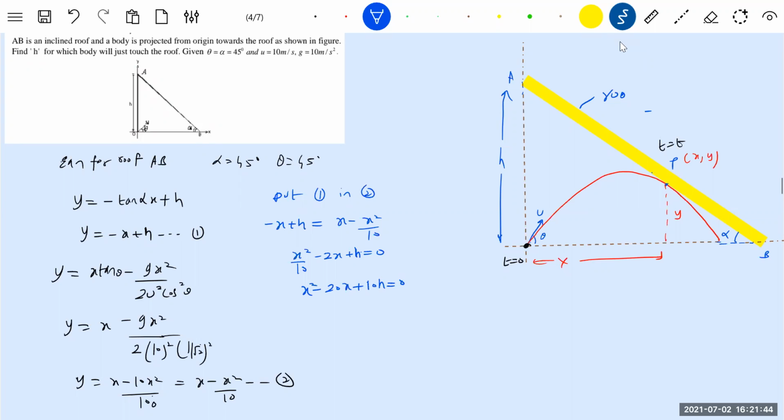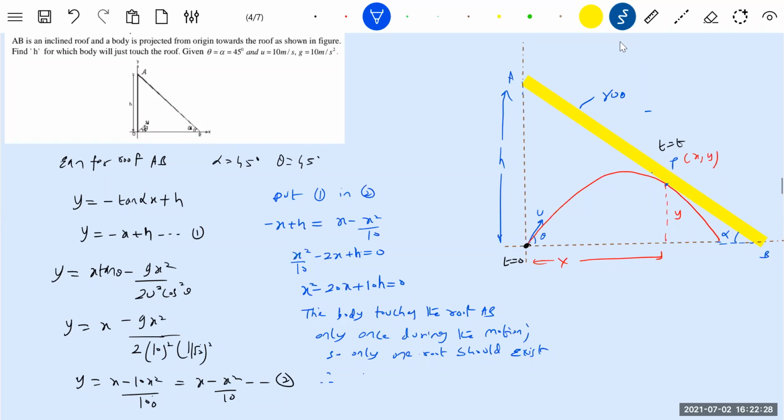I think it's better to really take help of this quadratic equation. I think today they were helping us a lot. So we'll put like this: the body touches the roof AB only once during the flight or during the motion. So only one root should exist. Hence what we can write, that quadratic equation b square minus 4ac must be equal to 0.